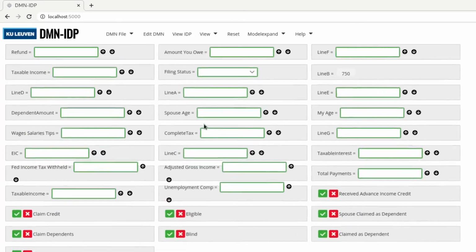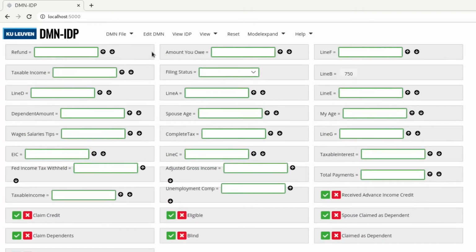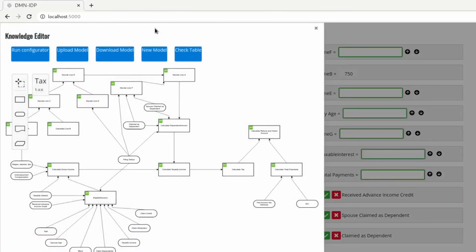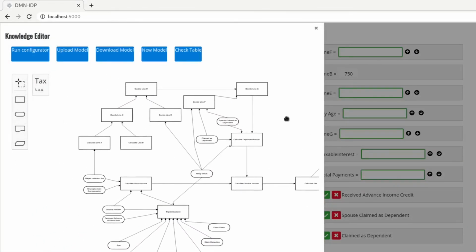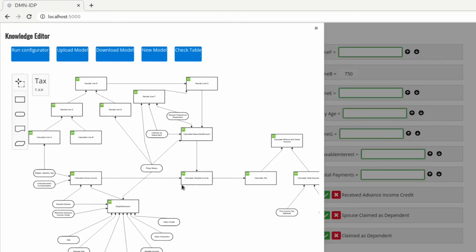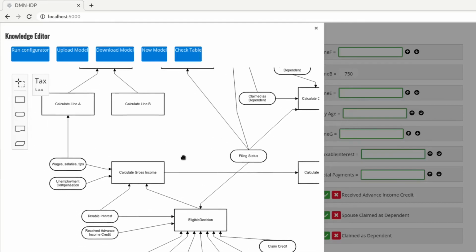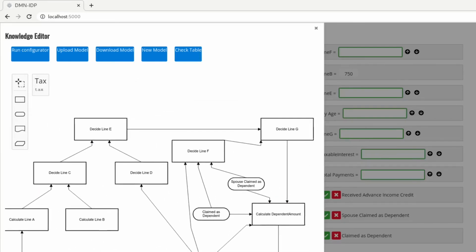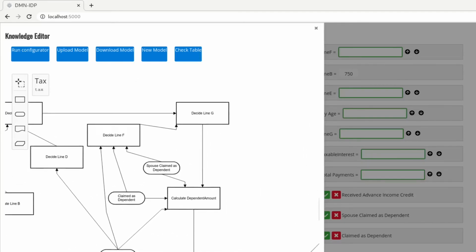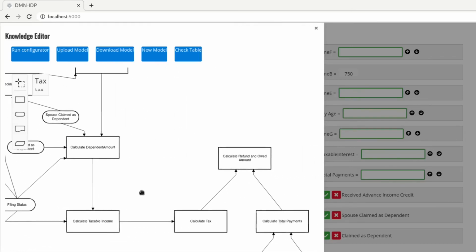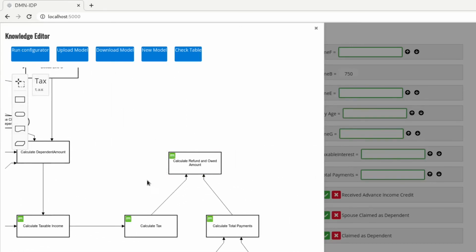Of course, there are many more examples in which we can use the interactive consultant interface. For example, here is a DMN specification for the calculation of an American tax form. It starts with a decision to decide whether someone is eligible, and then it goes all the way, it uses all the different inputs, and it ends with a calculation of the refund and the owed amount.